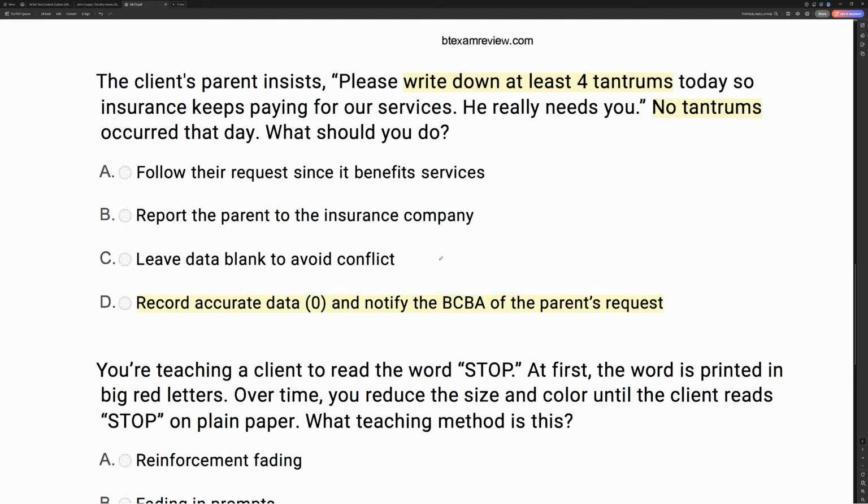As the RBT, more often than not, especially if you've been studying, you're going to notice that your role involves a lot of reporting to the BCBA or the supervisor because this is not your place, okay? Don't falsify data, but then let the supervisor handle what to do next with this parent and with the insurance company. So all you're going to do, keep your data accurate and immediately notify your supervisor.